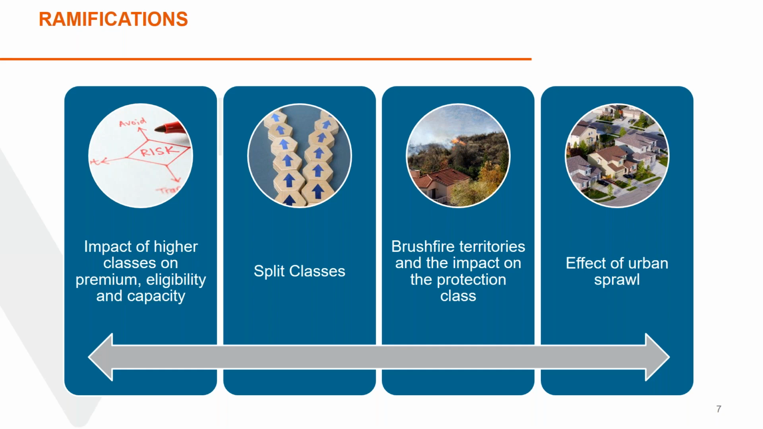So now we have this other thing, which is called split classes. And ISO, in its infinite wisdom a few years ago, changed everything around. It used to be you'd see a 6/9. So that was pretty self-explanatory. Parts of the jurisdiction were a 6, and the other parts were a 9. Usually it was based on fire hydrants. If there's not a fire hydrant within 1,000 feet of that address, then it's going to be at least a 9.